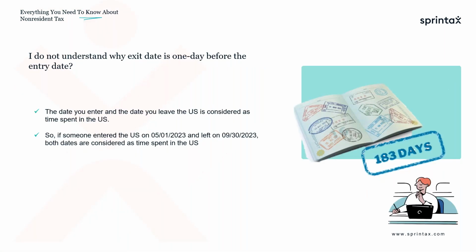The next question is relating to step 6, living in the US, and it states, I do not understand why the exit date is 1 day before the entry date. And this is because the date you enter and the date you leave is considered presence or time spent in the US. So for example, if someone entered the US on the 1st of the 5th, 2023 and left on the 30th of the 9th, 2023, both dates would be considered as time spent in the US.